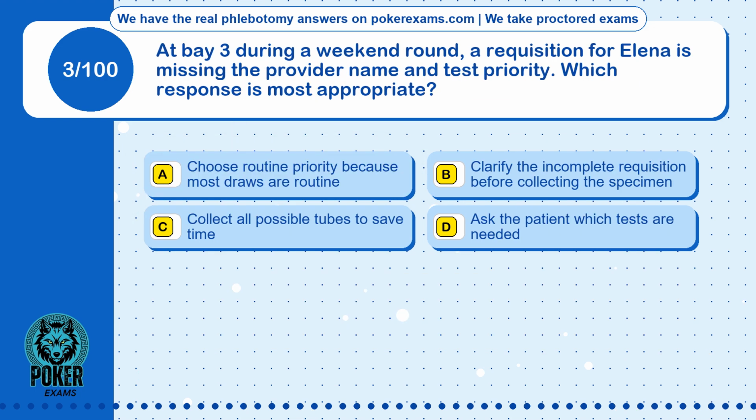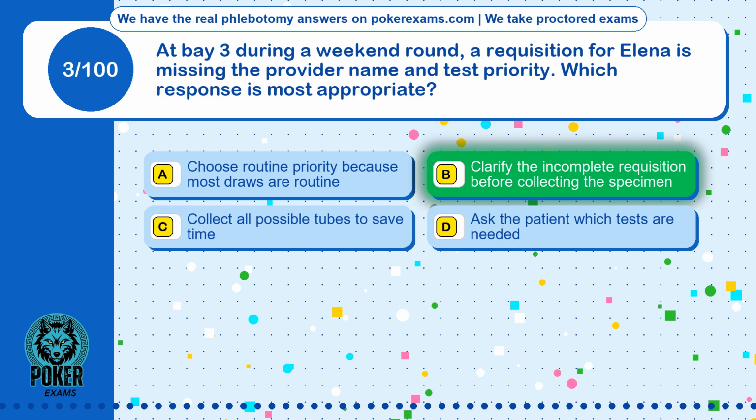Question 3. At Bay 3 during a weekend round, a requisition for Elena is missing the provider name and test priority. Which response is most appropriate? Option A. Choose routine priority because most draws are routine. Option B. Clarify the incomplete requisition before collecting the specimen. Option C. Collect all possible tubes to save time. Option D. Ask the patient which tests are needed.